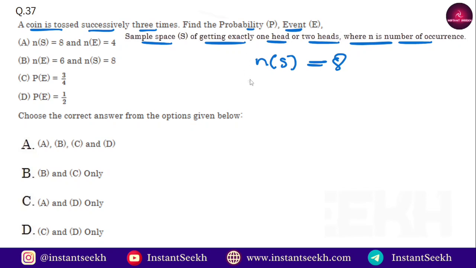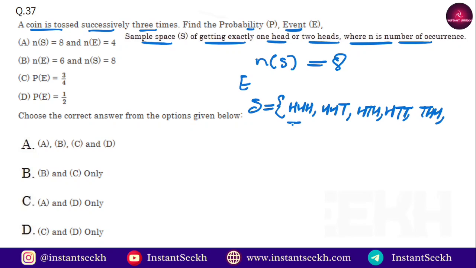Now the event, what event is given? Event E is the event of getting exactly one head or two heads. Let me first pen down what S is here. S is: HHH, HHT, HTH, HTT, THH, THT, TTH, TTT. All these possibilities, so N of S equals 8.